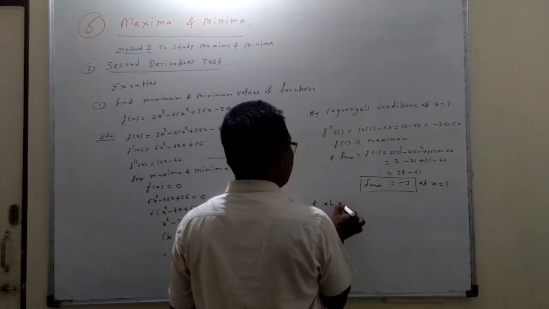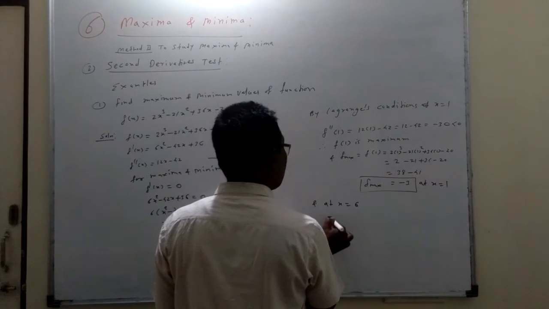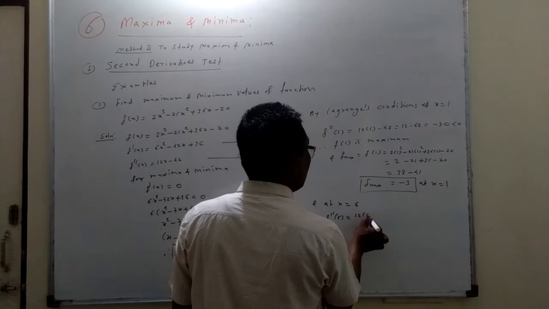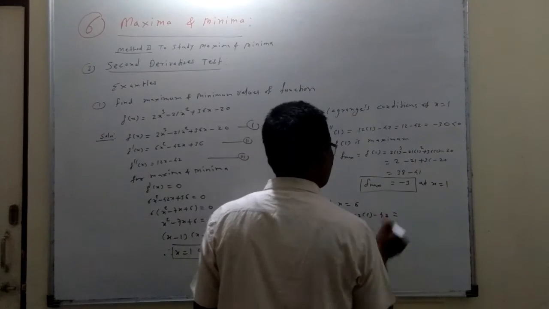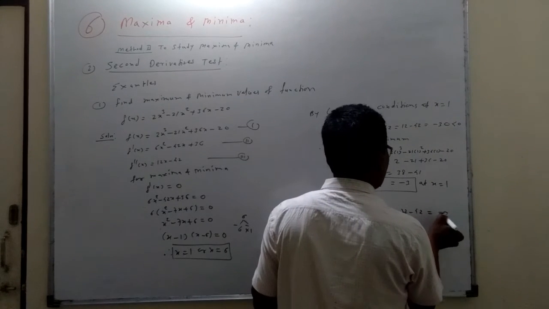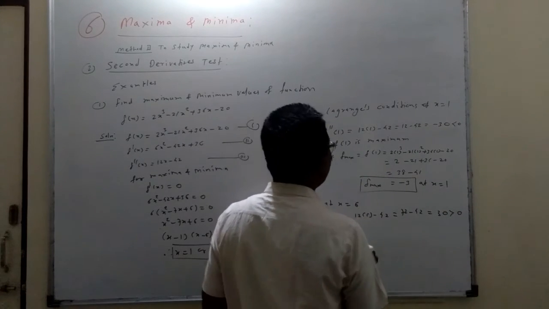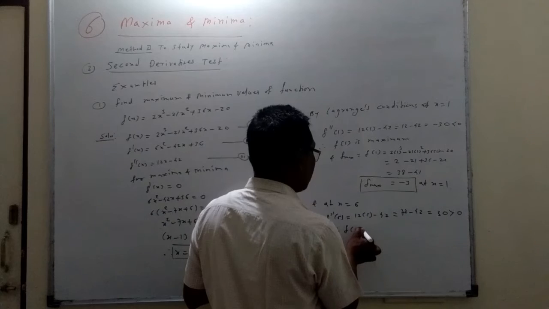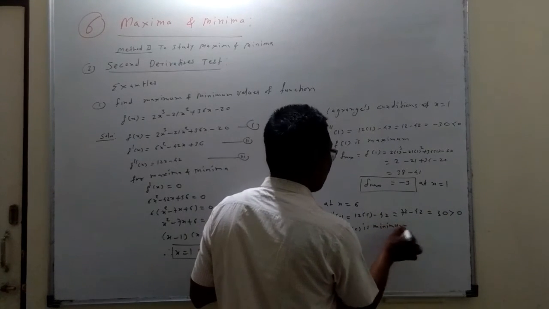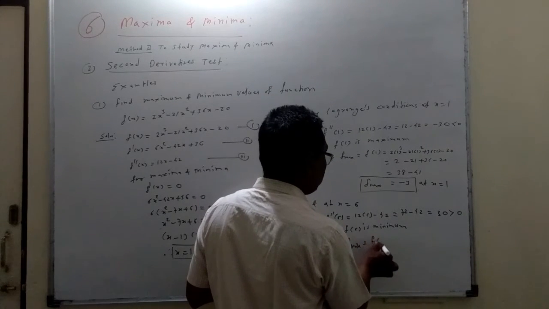And at x is equal to 6, if you put x is equal to 6 in the second derivative, f double dash 6 is equal to 12 into 6 minus 42. So this is 72 minus 42, which is 30, a positive value greater than 0. Greater than 0 means minimum. Therefore, f of 6 is minimum, and f minimum is equal to f of 6.